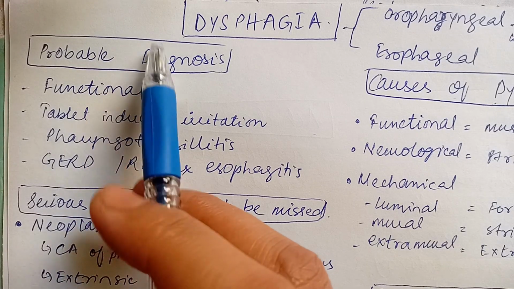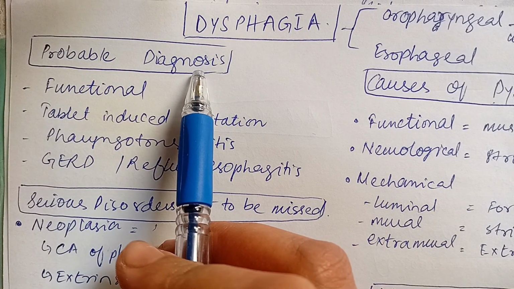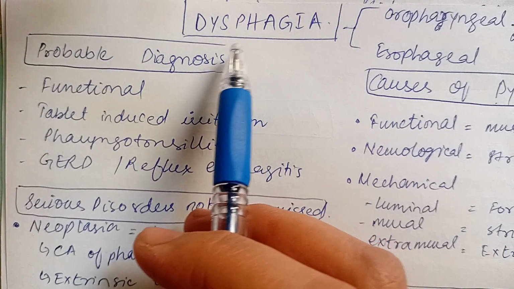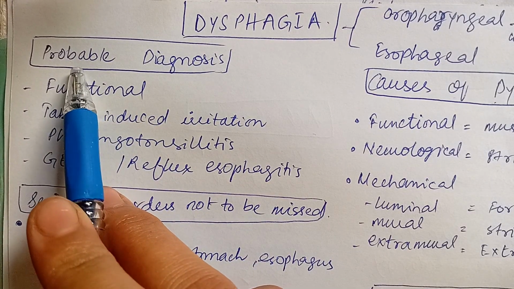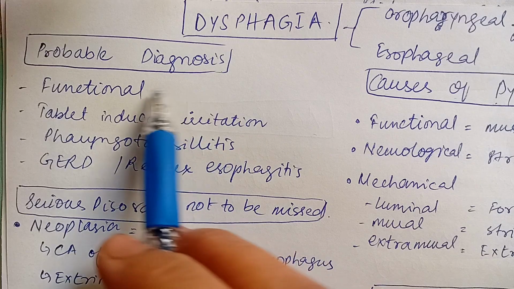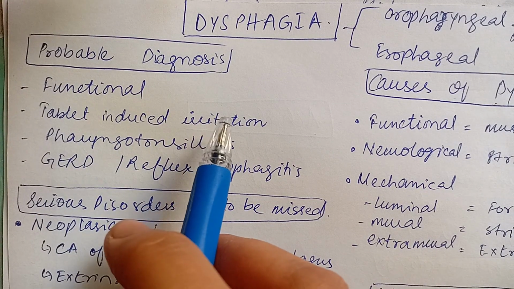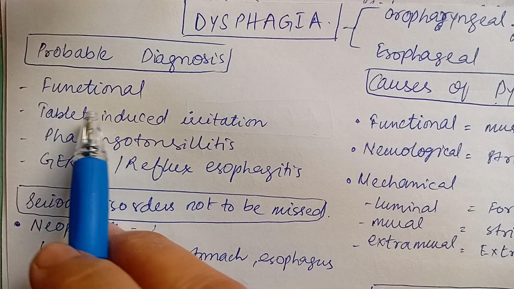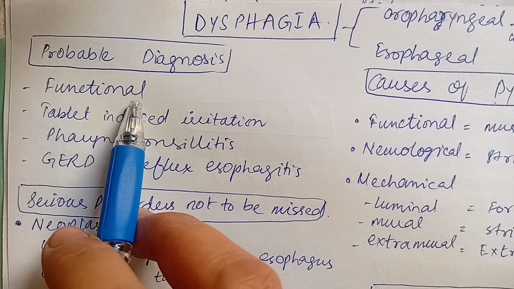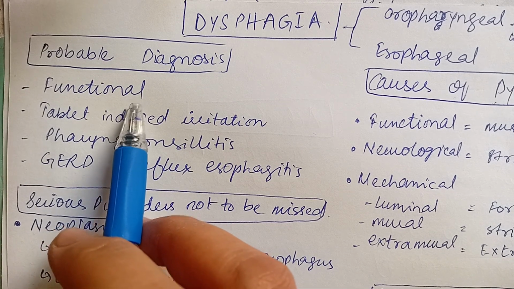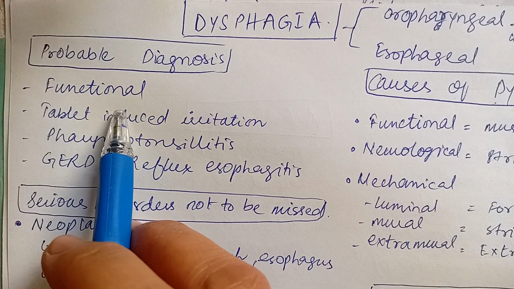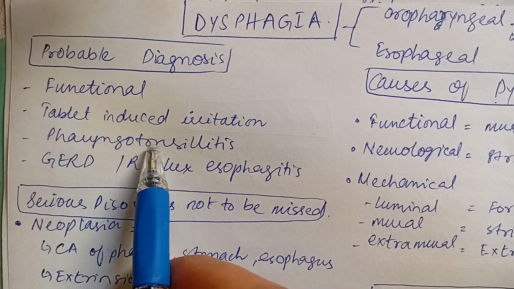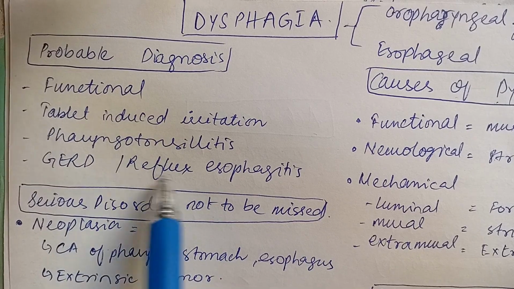When the patient comes to you with the complaint of dysphagia, there are a number of diagnoses that come to your mind. How are we going to make the diagnosis? We have to follow the diagnostic model, starting with our probable diagnosis. In probable diagnosis, there are some of the common diagnoses that come to the mind of a physician. That can be functional dysphagia, tablet induced. What is functional dysphagia? Functional dysphagia is the term which is used when there is no structural evidence of disease present. Tablet induced irritation, pharyngeal tonsillitis, gastroesophageal reflux disease, and reflux esophagitis.